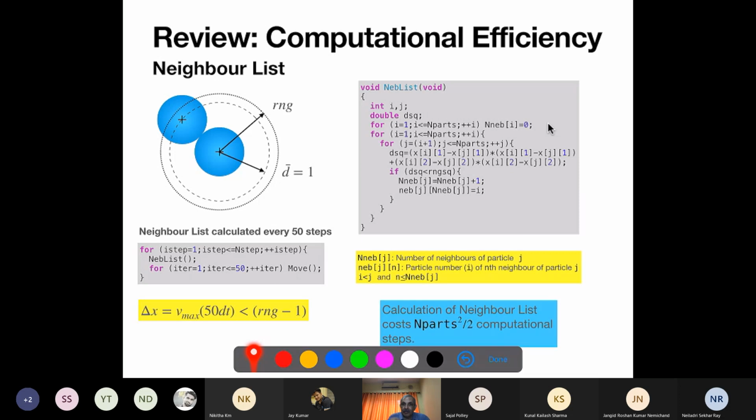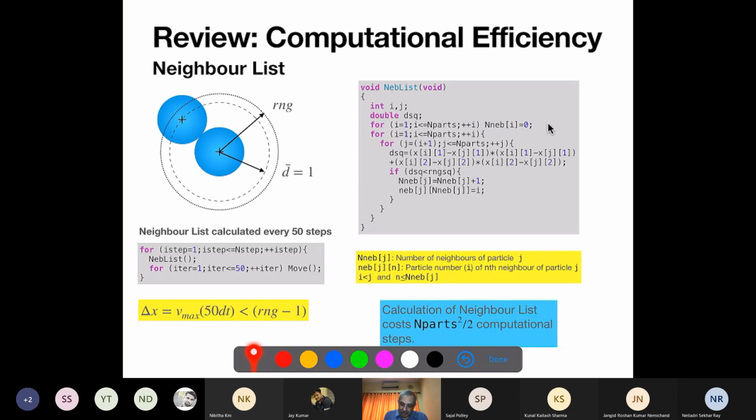As your particle number increases, if you have 10 particles, you'll have to do 100 steps, which is not bad. But if you have a million particles, then you'll have 10 raised to power 12 computational steps, and that's finished. I mean, you won't be able to do it, because remember, we have to calculate this quite often.